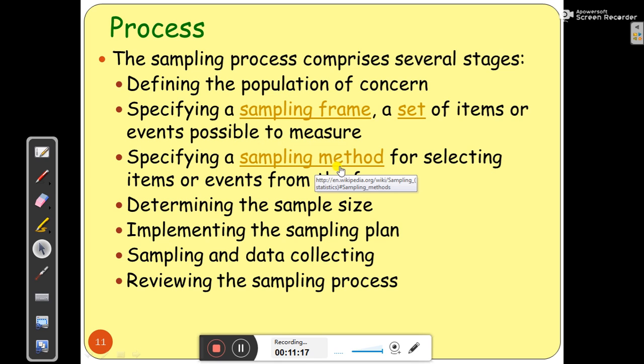Next, specifying a sampling method for selecting items or events from the frame. Then determine the sample size. Then implementing the sampling plan. The plan is about the sampling frame and sampling method. Then sampling and data collecting, and reviewing the sampling process.